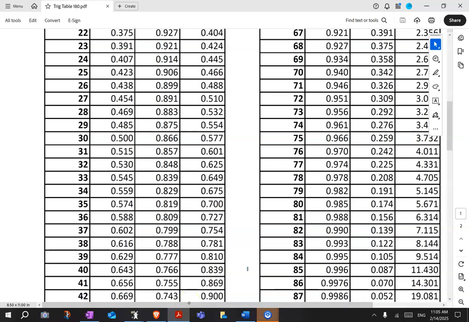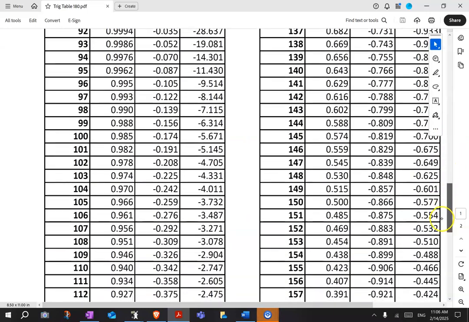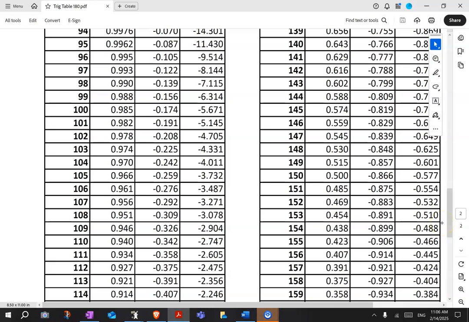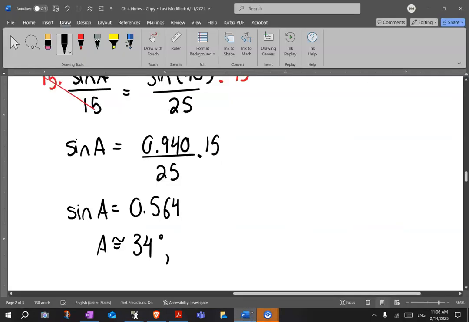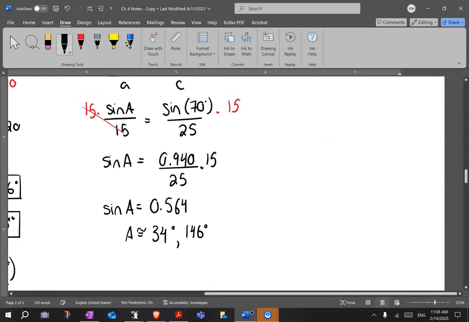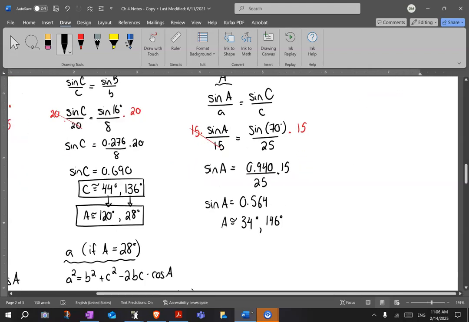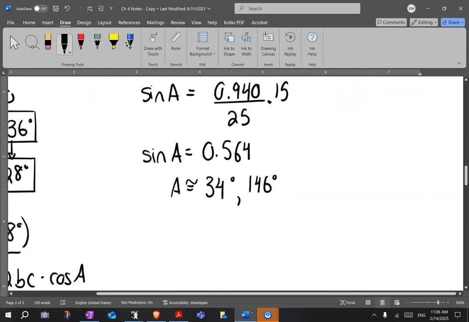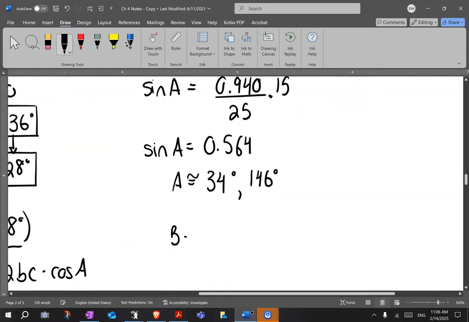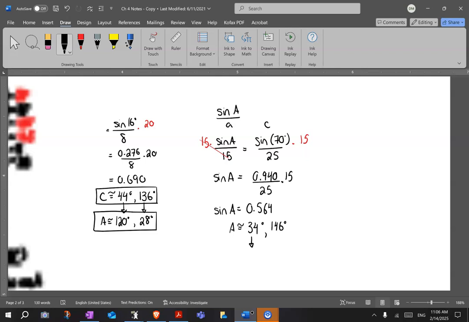So I used 0.559. I'm going to try to find 0.559 again on the other page. 0.559, 146. So I have two scenarios to consider. I have B left. So I need to figure out what B is going to be. What will B be, given that A is 34 and C is 70?